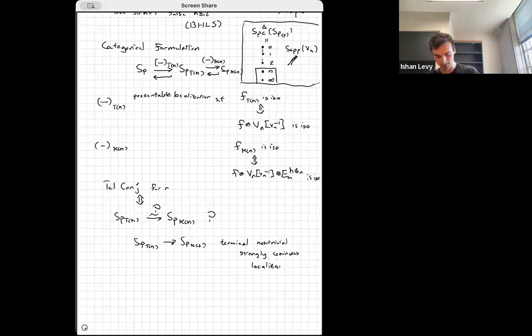In other words, it's a functor that is colimit preserving. It's strongly continuous, which means that it preserves compact objects, so both of these categories are compactly generated. And it's non-zero. So it's sort of the terminal such localization. Okay, so that's the categorical formulation of the telescope conjecture.